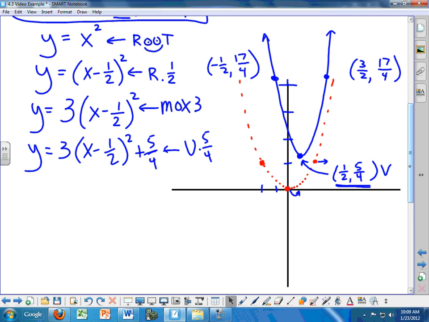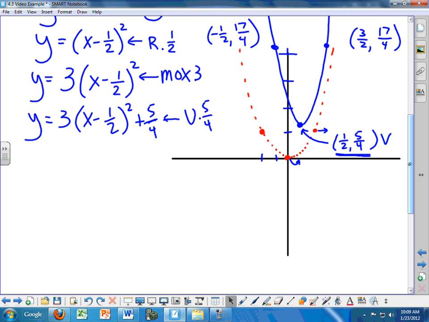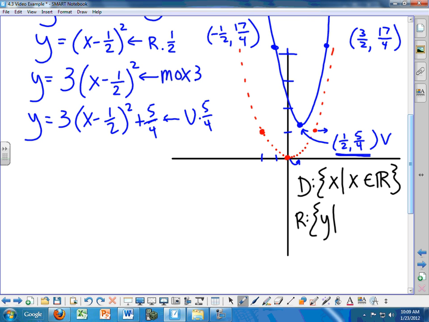And finally, let me summarize this and finish it out by writing the domain and range. The domain for the final function here is going to be all reals. So x is a member of the reals. And then the range is going to be y such that, and notice the y values begin at 5/4, which is our vertex value right here. So we would write y is greater than or equal to 5/4. I'm not certain if that's going to be requested, but when it is, you can put that in there. And there you have it.